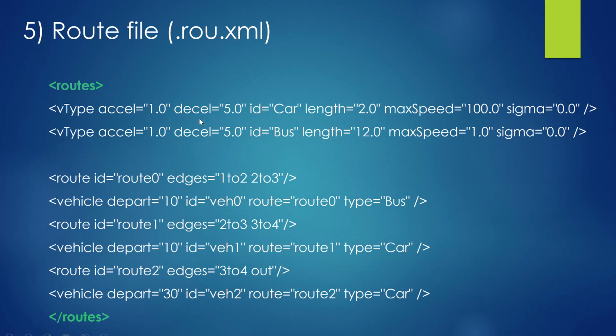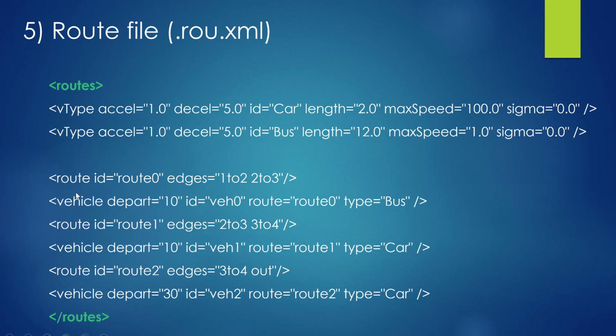Here I created a car and a bus. The only differences are the length of the vehicle and the maximum speed. I just made it just one in order to check if it really works on the network. Later on we can change it.